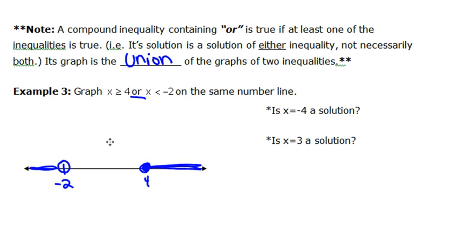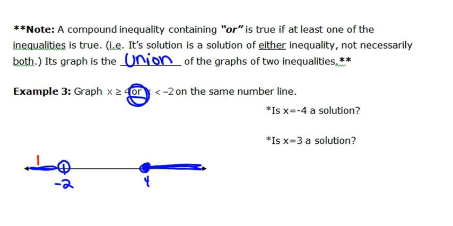Now, for the or inequalities, if it says or, that only has to be true for one of the inequalities or both. So I don't need them to be overlapping. So here, is x equals -4 a solution? Well, let's find -4 on our number line.